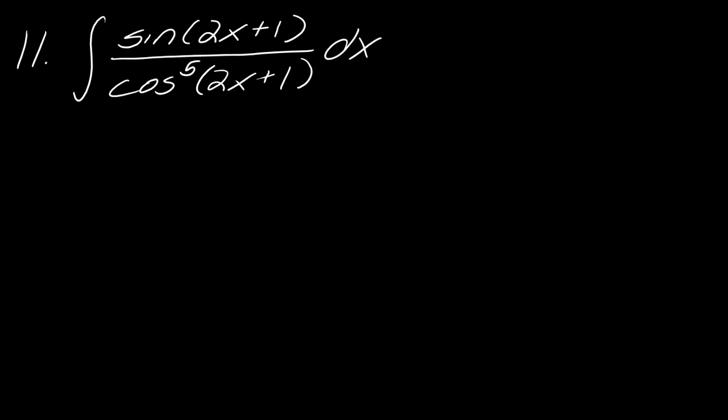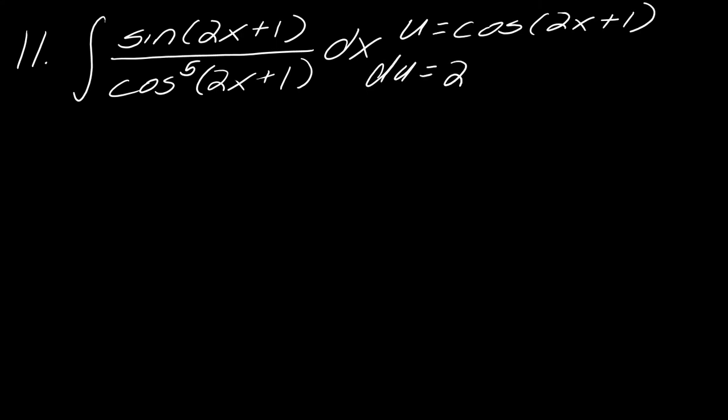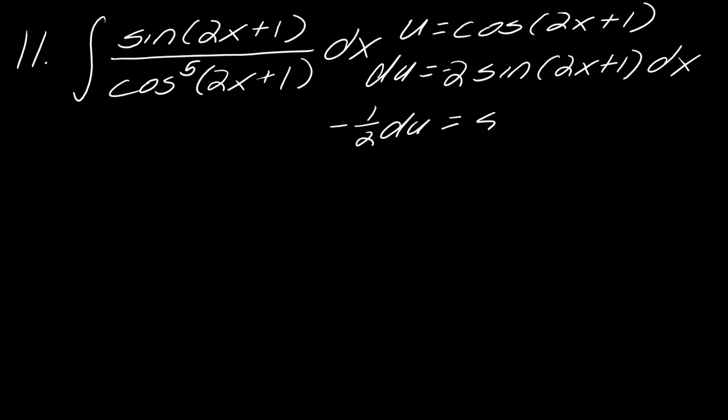Okay, so for number 11, once again, this is another substitution problem, so we're getting lots of practice with that. In this case, I want to use the cosine part as my u. So my u will be cosine of 2x plus 1, and then my du will be negative 2 sine of 2x plus 1 dx. Then I have to just manipulate that, so that becomes negative 1/2 du equals sine of 2x plus 1 dx.